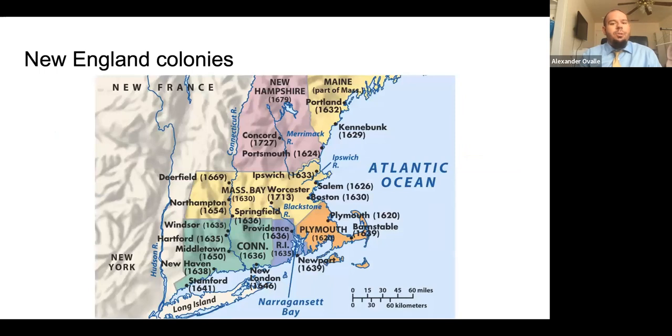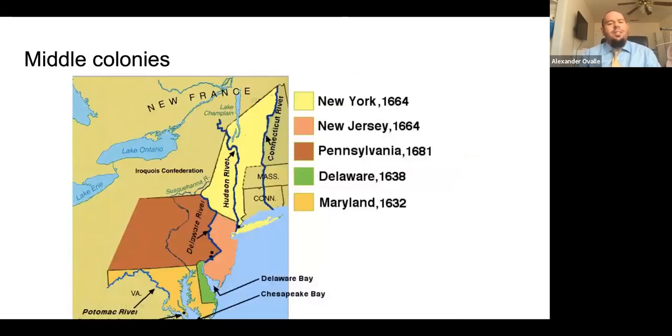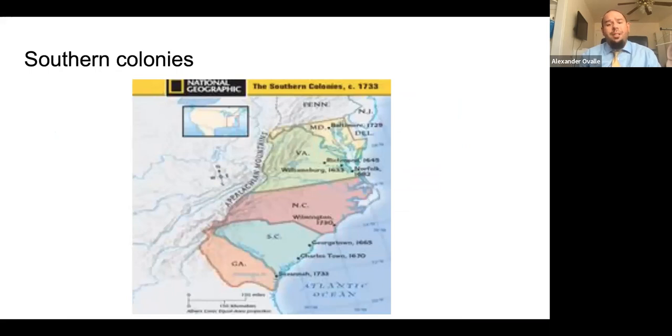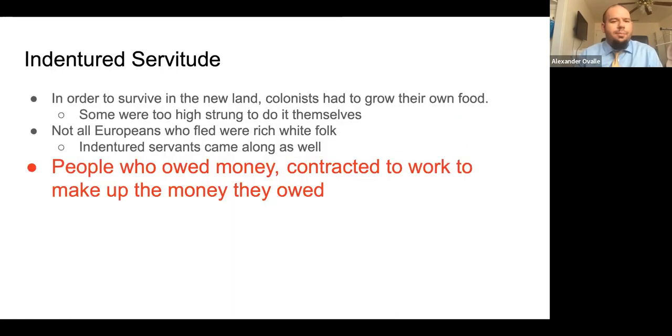All right, so here are the New England colonies: New Hampshire, Massachusetts Bay, Connecticut, Rhode Island, Plymouth. The middle colonies of New York, New Jersey, Pennsylvania, Delaware, and Maryland, although Maryland is sometimes referred to as a southern colony. So, you know, I'm not gonna quiz you on why Maryland is a southern colony or why Maryland is not a middle colony. All right, and then you got the southern colonies: Virginia, North Carolina, South Carolina, and Georgia.